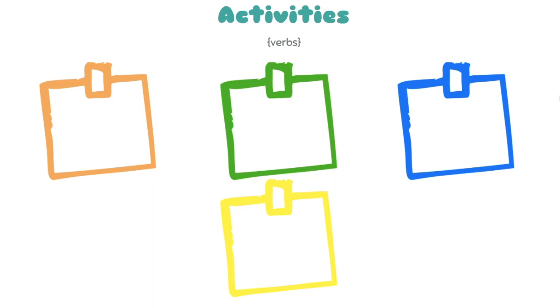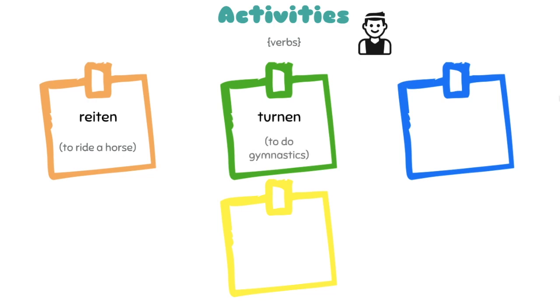The next verbs are related to fitness. Reiten, to ride a horse. Turnen, to do gymnastics. Boxen, to box. Bowlen, to bowl. Reiten, turnen, boxen, bowlen.